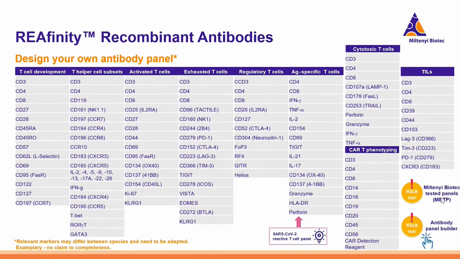Here, I'd like briefly to show just some exemplary flow antibodies that you can choose from to create your own panel, depending in which context you want to analyze your T cells, be it in development, activation, exhaustion, or any other type of phenotyping. Please note that the relevant markers may differ, of course, between the species, and the panel should be adapted accordingly. However, to ease things up, we also offer our Miltenyi Biotec tested panels, as well as our convenient antibody panel builder, which is a web-based software tool that you can access to build your own panel. Just follow here again the links below to have a look.